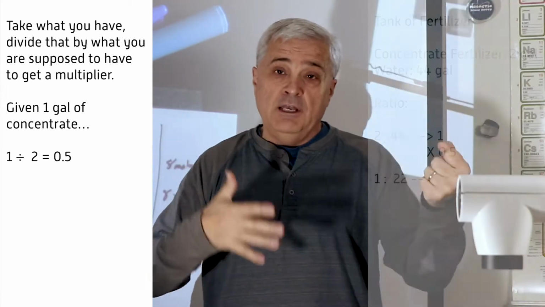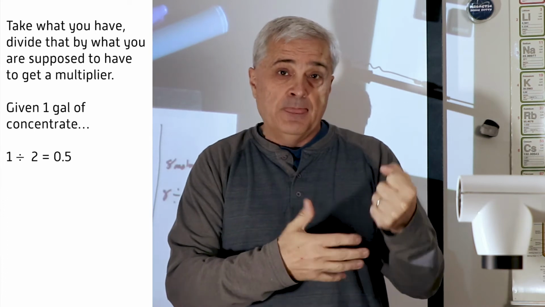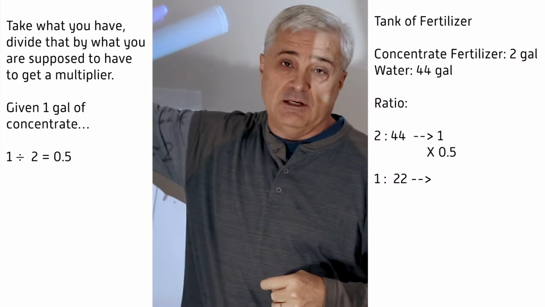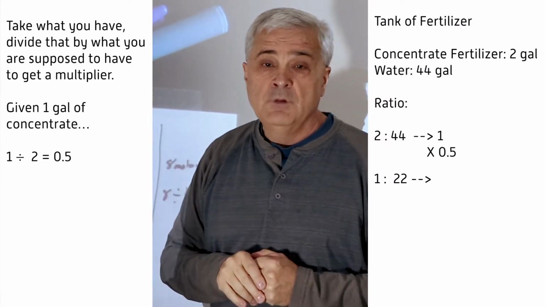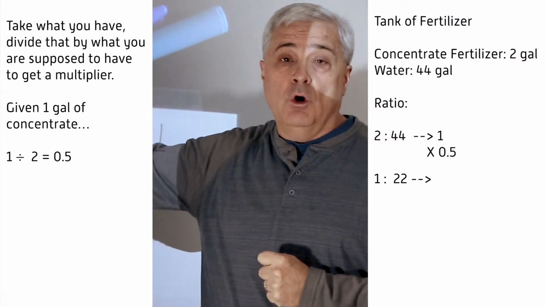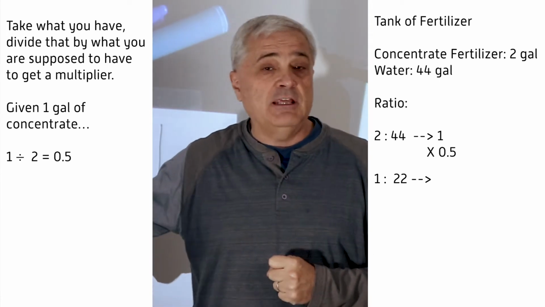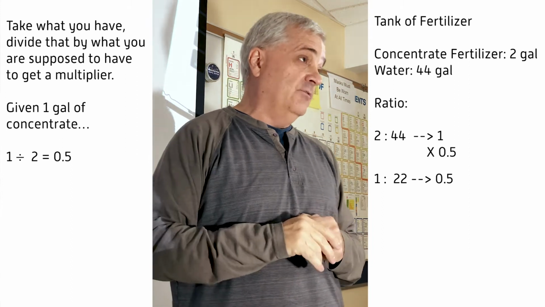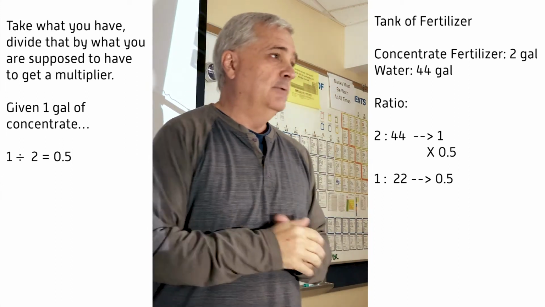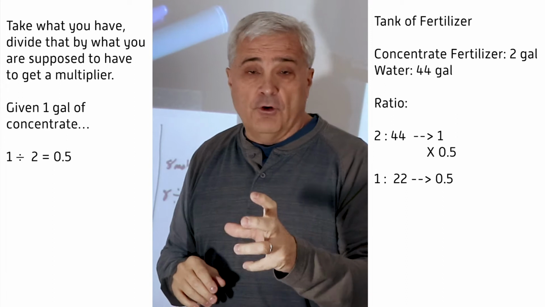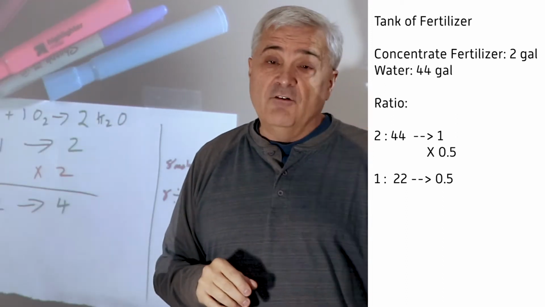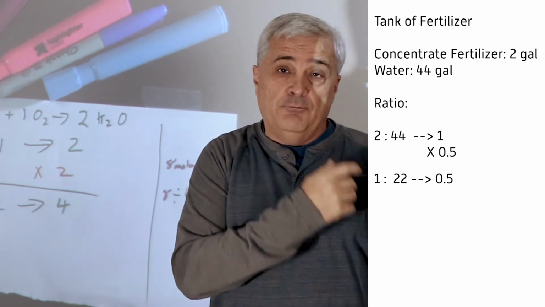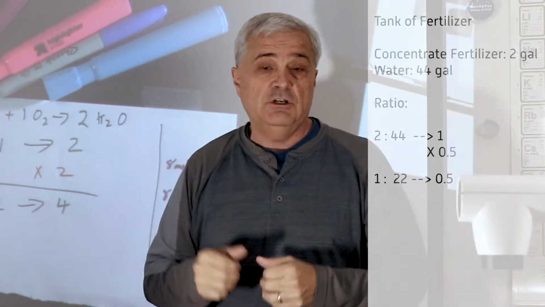I take 1 divided by what I was supposed to have. That gives me a number that I multiply by the supposed to haves for the rest of the ratio. So I'm supposed to have 1 tank when I'm done. I'll only have 1 times 0.5. I'll only have 0.5 of tanks when I'm done. I'm supposed to have 44 gallons, so I have 1 gallon of fertilizer divided by 2 is 0.5. 0.5 times 44 is 22.